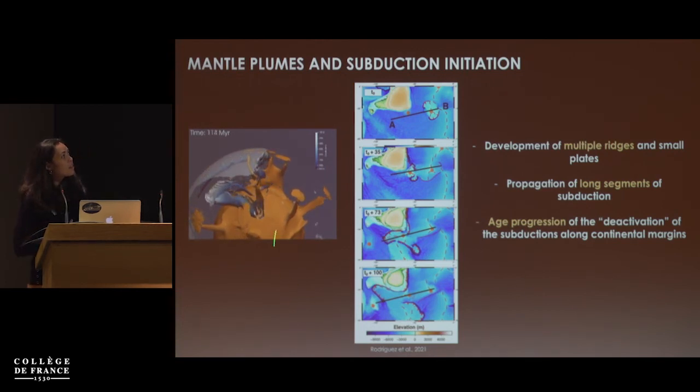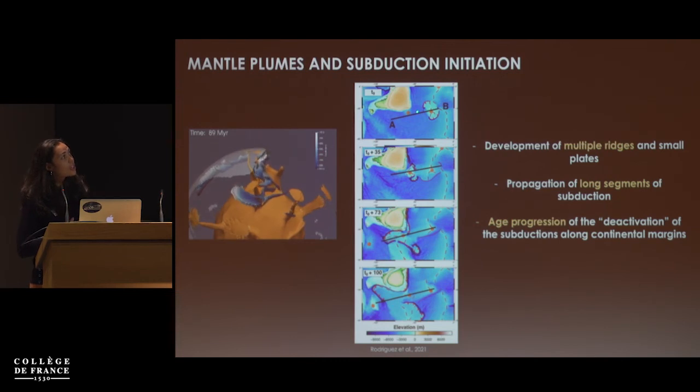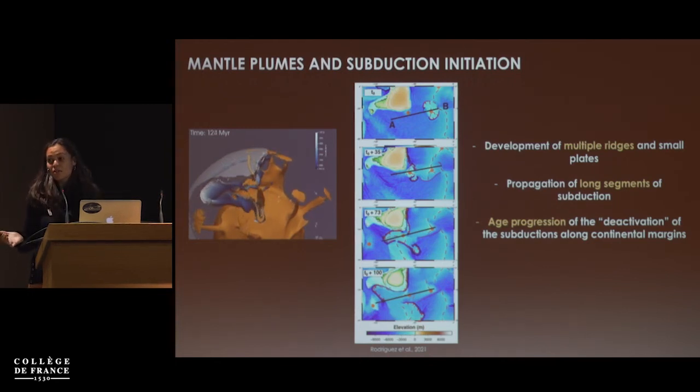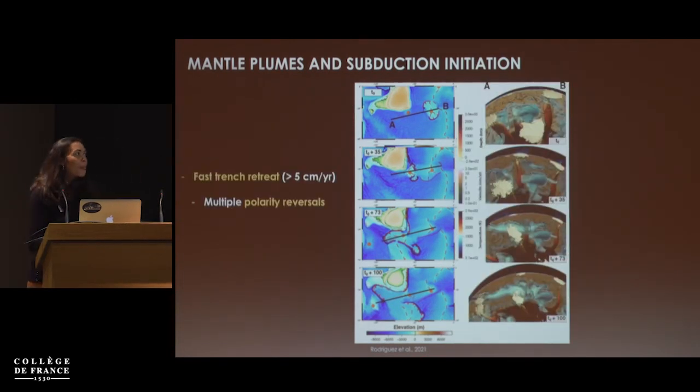In this time sequence, you can also already see that you can create multiple ridges and small plates when you create these small subductions. Those subductions, which are initially very small, can then propagate over large distances, and you can have very long segments of subductions. And you have an age progression of the deactivation of the subduction along the continental margin. If we look at what happens in the interior at the same time, there's a fast trench retreat, and there are multiple polarity reversals of the subductions.